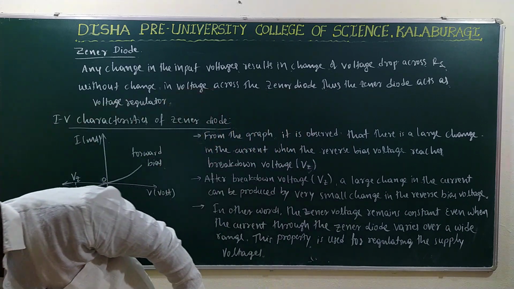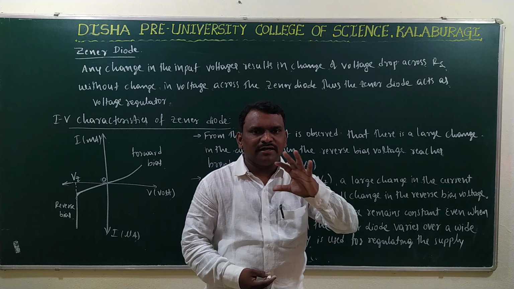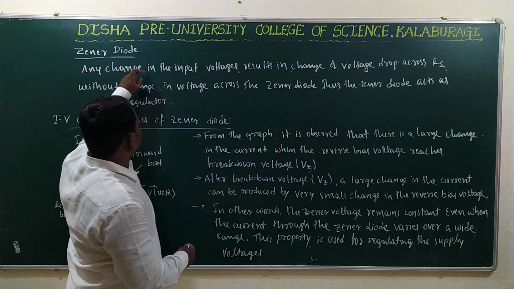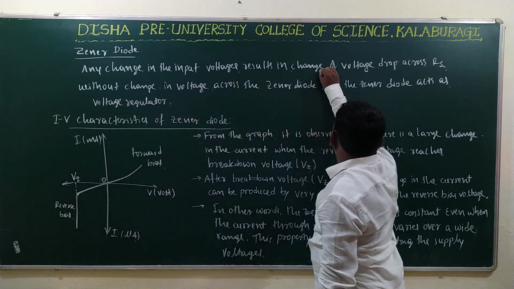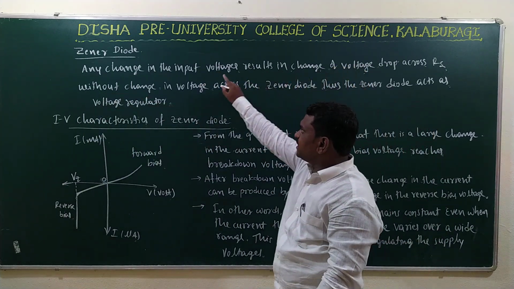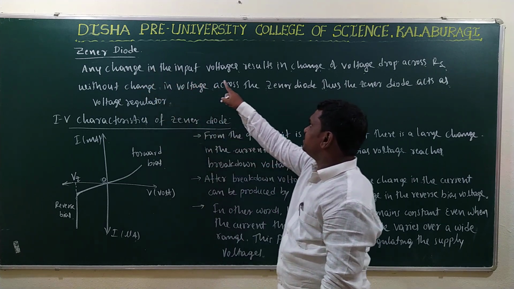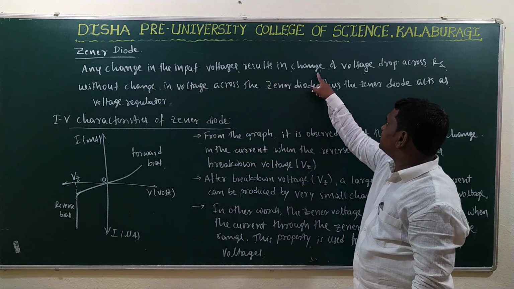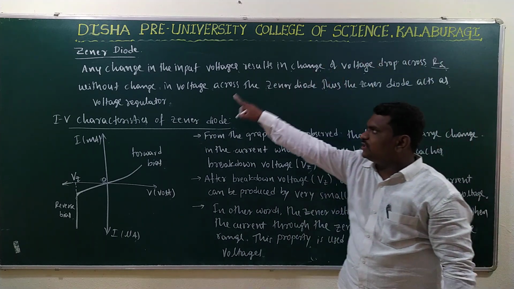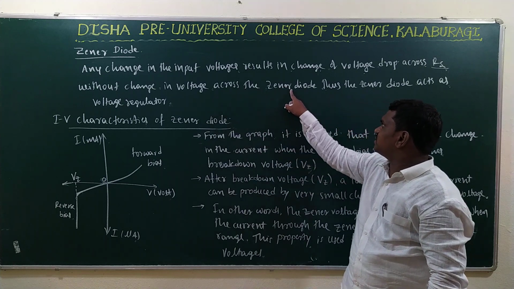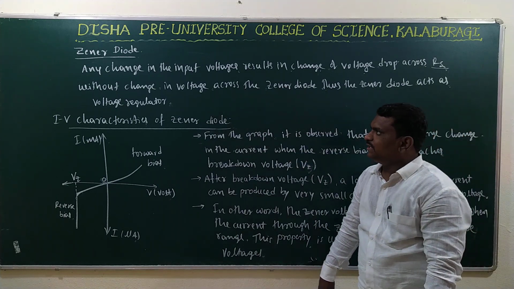Okay, listen here. After working of the Zener diode, we concluded that any change in the input voltage results in a change of voltage. Change means it may be increasing or decreasing, right? Any change in the input voltage results in a change of voltage drop across RS without a change in voltage across the Zener diode. Thus, the Zener diode acts as a voltage regulator, right?